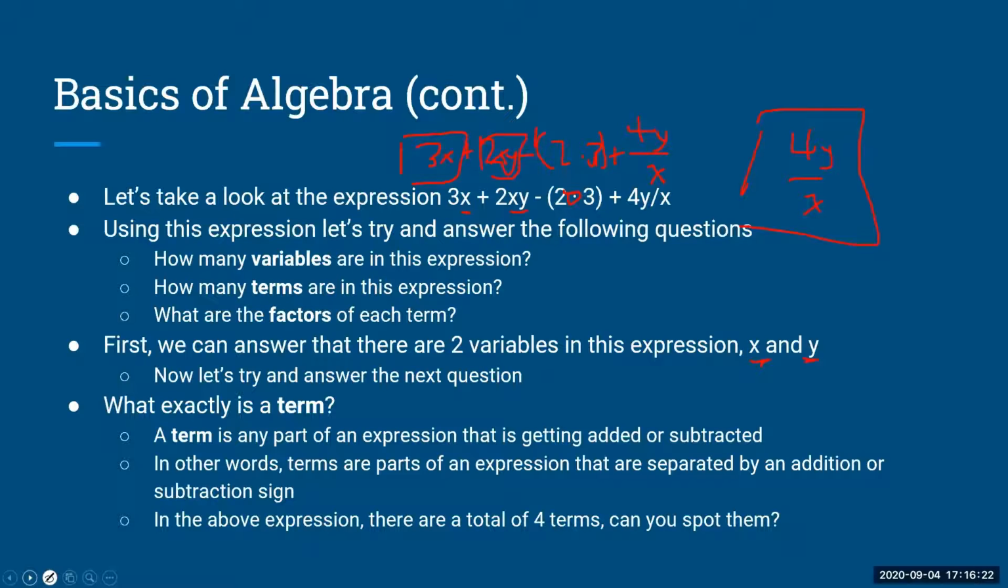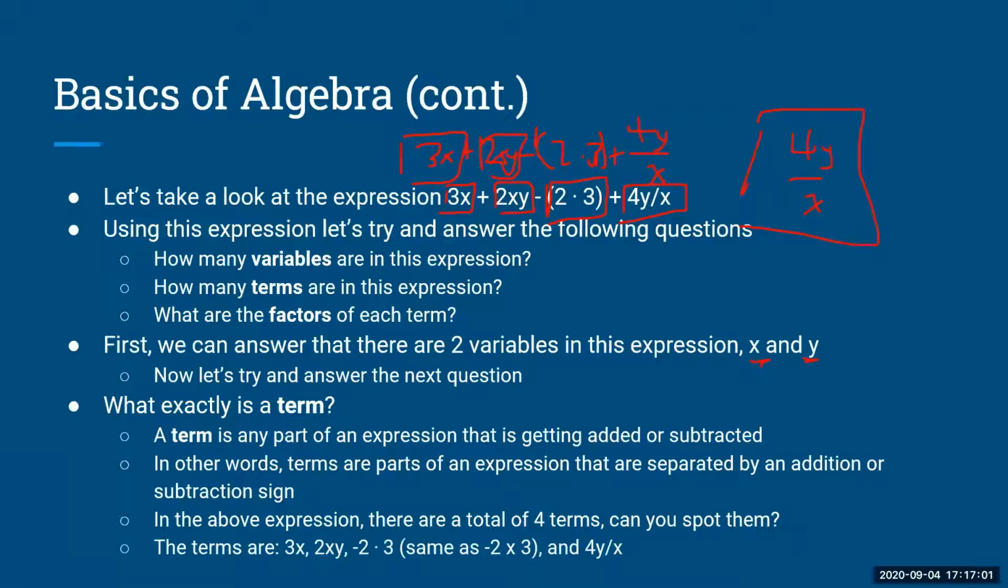Can you guys see them? I'll erase this real quick. So in this expression right here, there are 4 terms, right? You've got the 3x, then you've got the plus 2xy, that's 1 term, because the addition separates the 3x and the 2xy. Minus 2 times 3, well, 2 times 3 you can simplify to 6, so that's 1 term. There's no addition or subtraction in the middle of it. Like I said, multiplication and division all make one big term together. Plus 4y over x. Remember, multiplication, division, one big term. So there's a total of 4 terms.